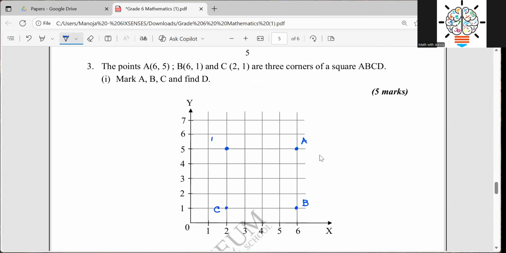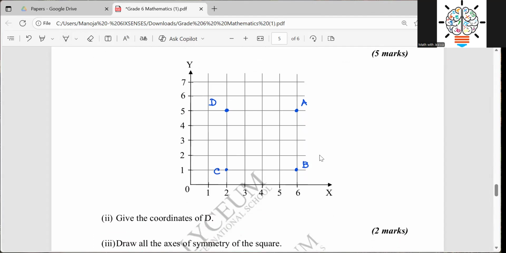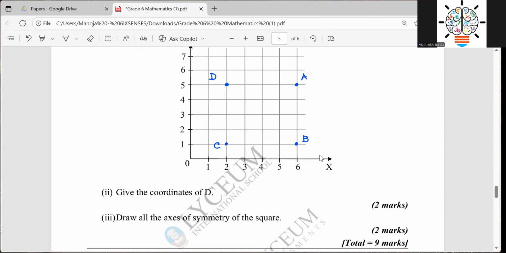And I want to confirm whether my answer is correct. I can count the squares from A to D. 1, 2, 3, 4. So then you take one corner and go to another corner, always you find 4 squares. That means it should be a square, right? Mark A, B, C, D and find D. How am I going to write the D coordinates? Here they have asked us to write.